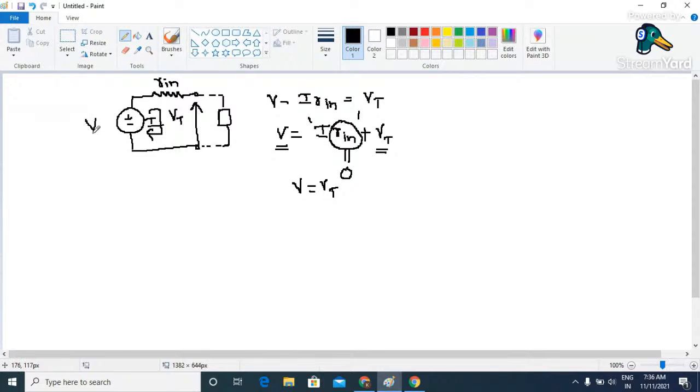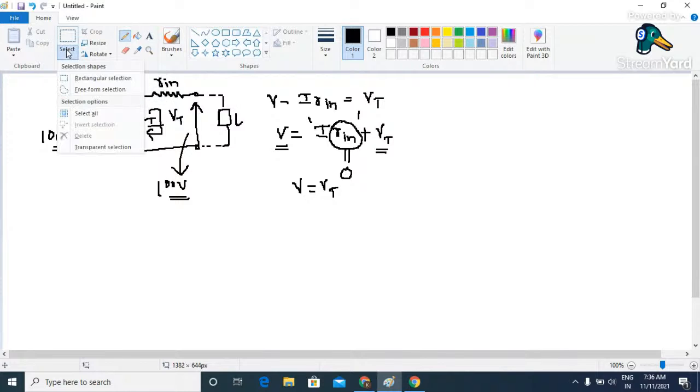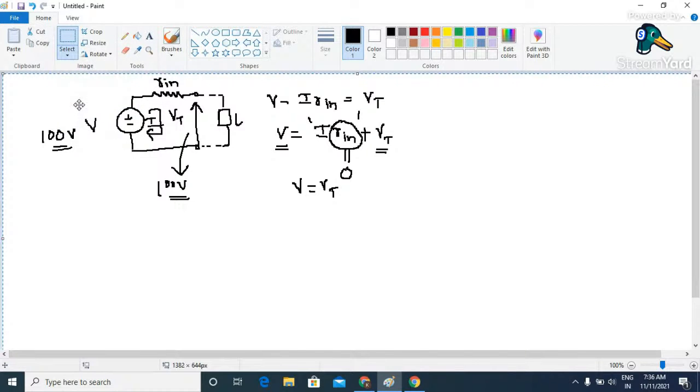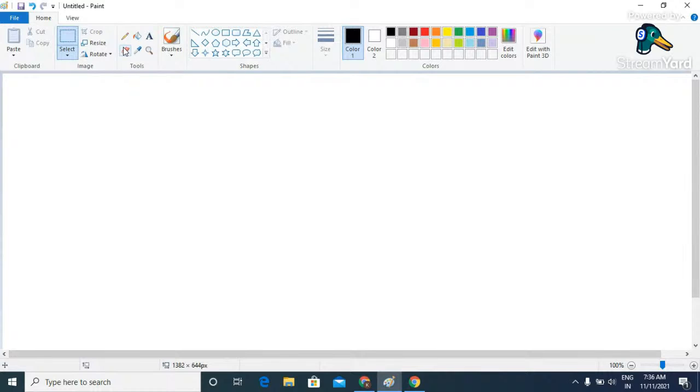For example, if this voltage source is capable of delivering 100 volt as an output, ideally we want this entire 100 volt to appear across a connected load. This is very important, and this is possible only when the internal resistance of a voltage source is 0. So finally we conclude that the value of internal resistance in case of ideal voltage source is 0, and in case of practical voltage source as low as possible.